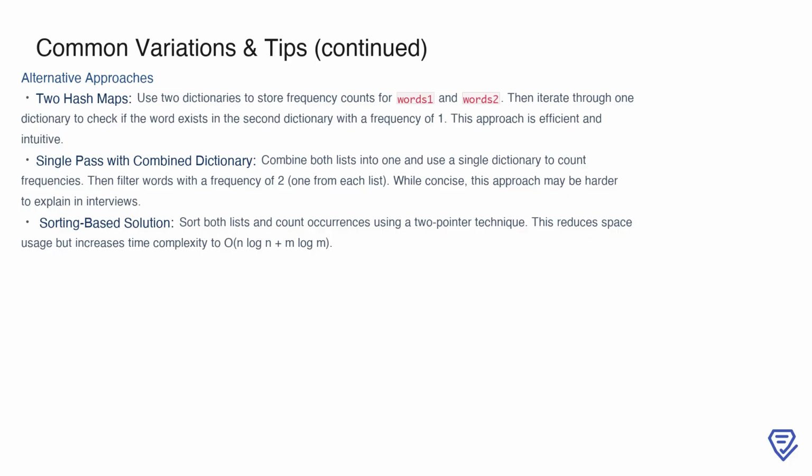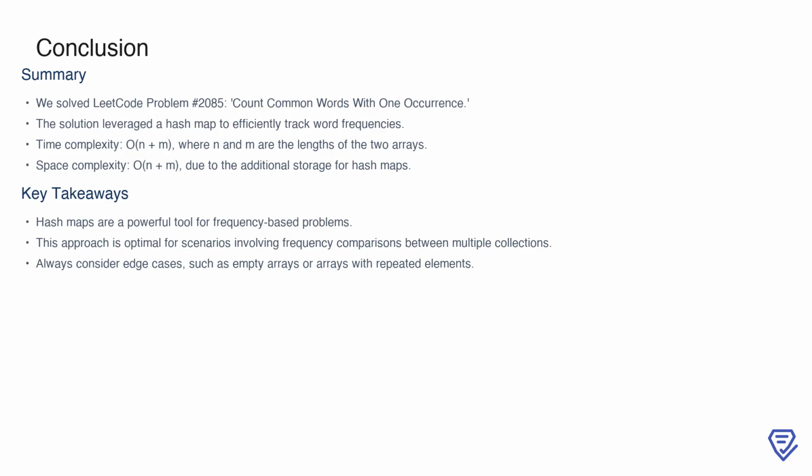Great job following along. To summarize, we solved LeetCode problem number 2085 using a hash map to track word occurrences and identify common words appearing exactly once. We discussed the time and space complexities and highlighted key takeaways, such as the importance of hash maps for frequency-based problems. Thanks for watching, and we encourage you to practice similar problems to reinforce these concepts. See you in the next video.